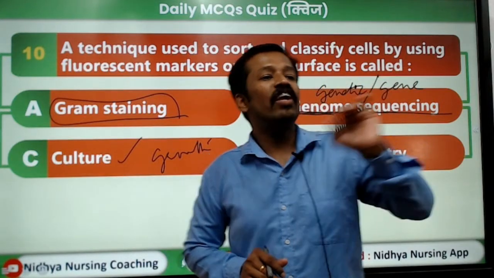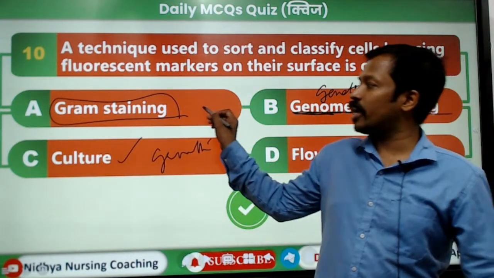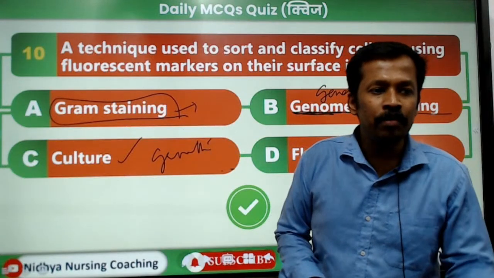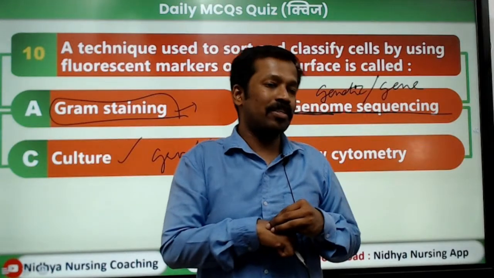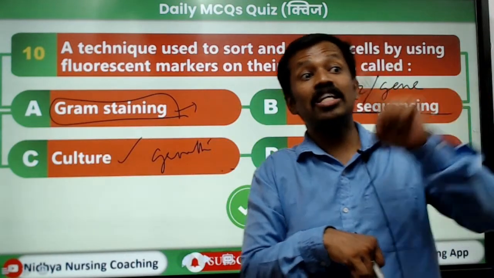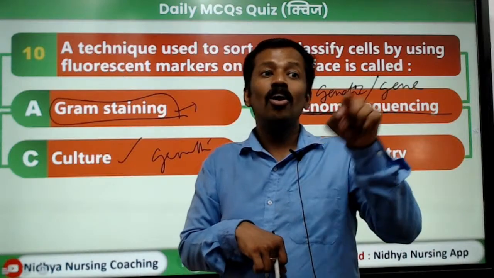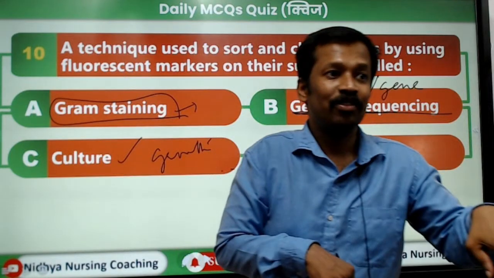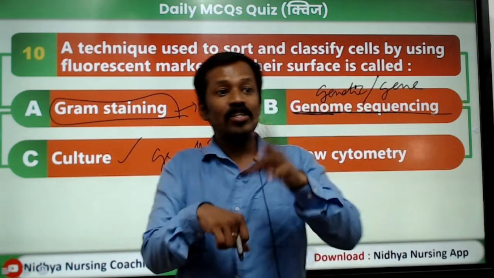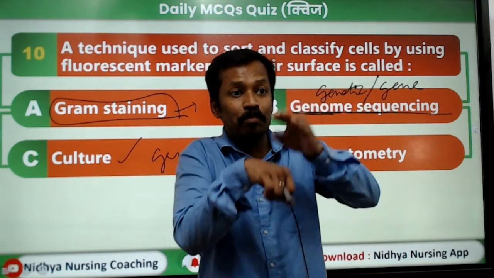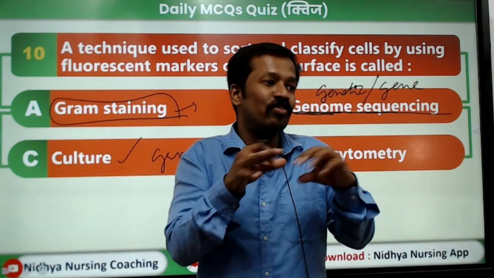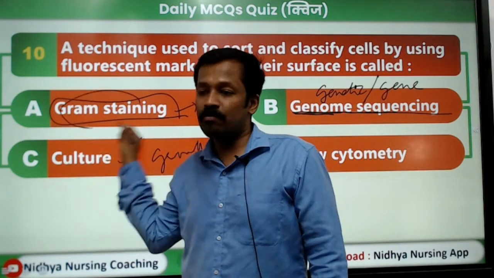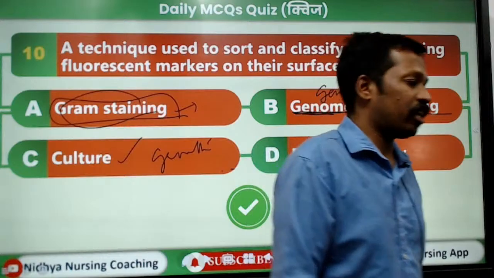So with staining we are identifying the bacteria or microorganism which is present on the surface, not on the bacteria's surface. We have to identify it, and for that we are using gram staining. Different methods of staining. Got it? So what is the answer?